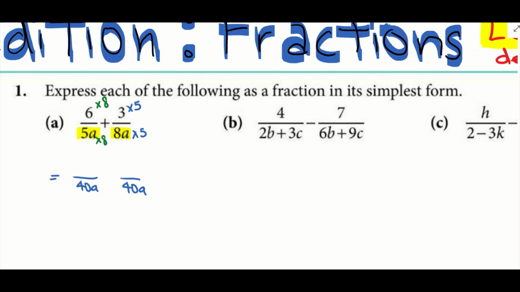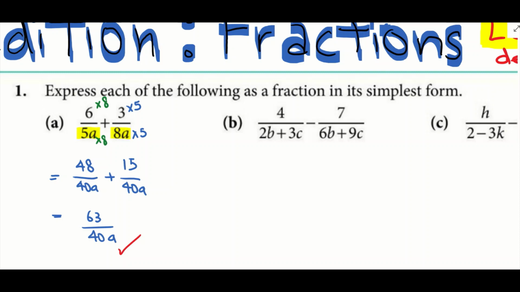So let's see what we have. I have 48, I have 15. I am adding the fractions together. So my answer is 63 over 40a. And I can leave it in this form because I can't simplify it further. How about for part B?